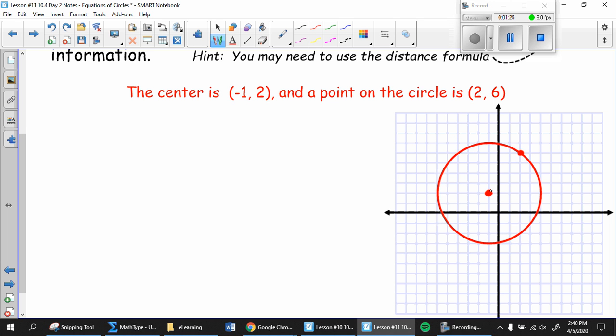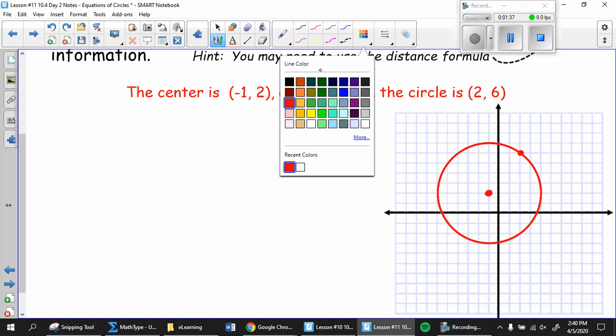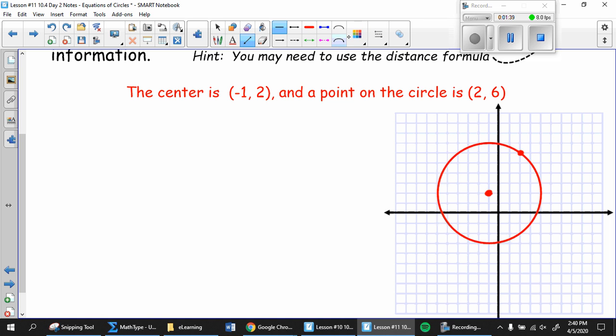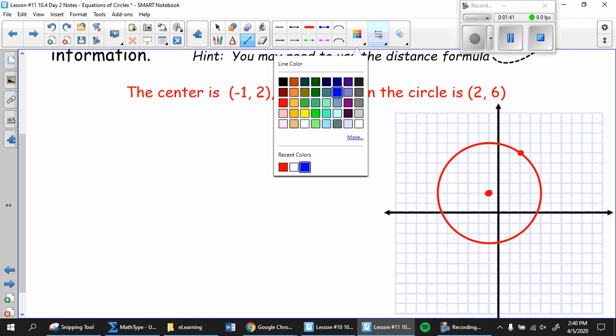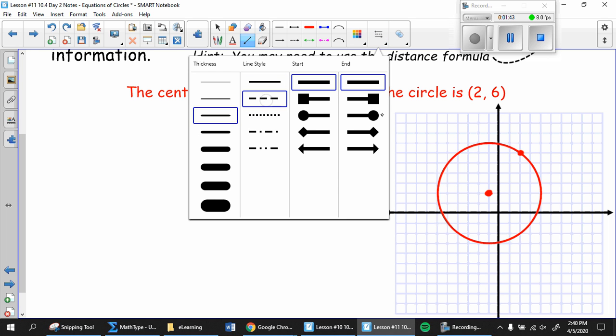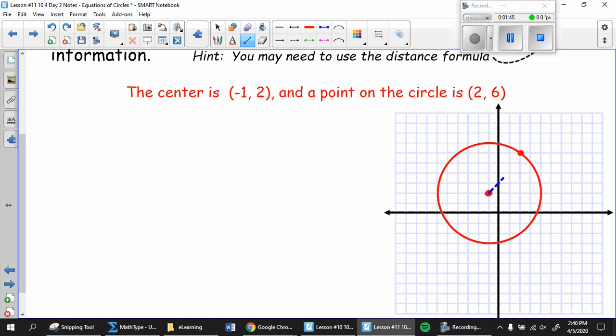Now, if we drew our circle perfectly, we might be able to count here, but it's kind of impossible for us to draw a perfect circle. And so what we're going to need to do here is find out what that distance is from the center of our circle to that point on the circle. So we want to find that distance from here to here.